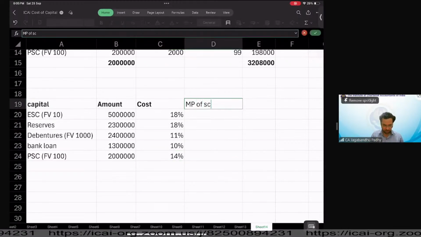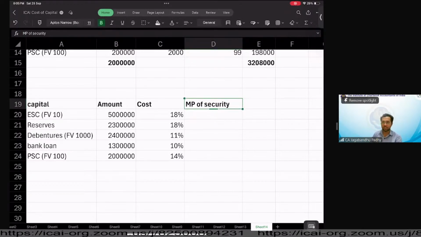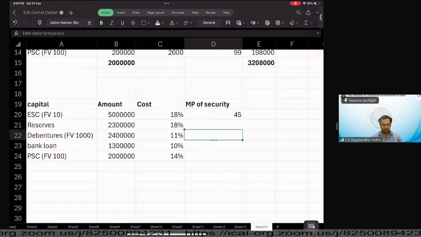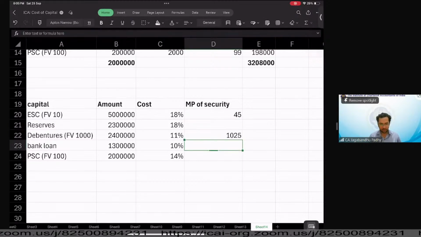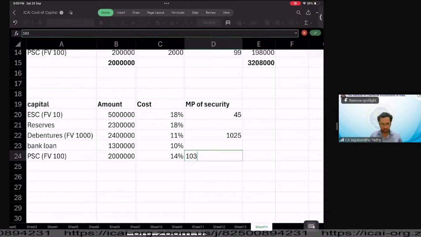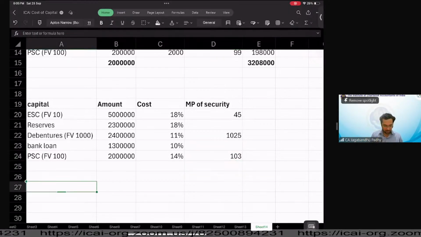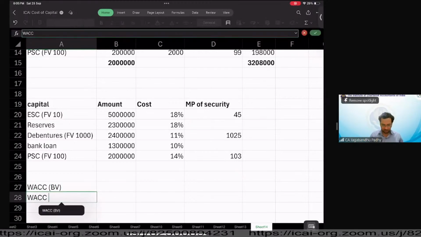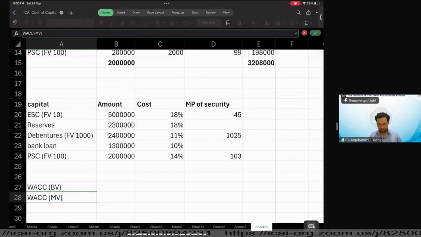Market price of security, market price of equity shares and reserves. So equity share capital is having a market price of, suppose, 45 per share. Debentures are having a market price of 1025. Bank loan, of course, there won't be any market price for bank loan. So bank loan, you have to take it at book value itself. Preference share capital are having a market price of 103. Give me the weighted average cost of capital based on book value and also weighted average cost of capital on market value.